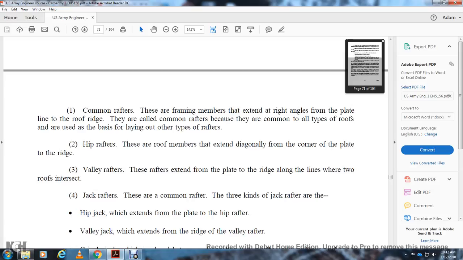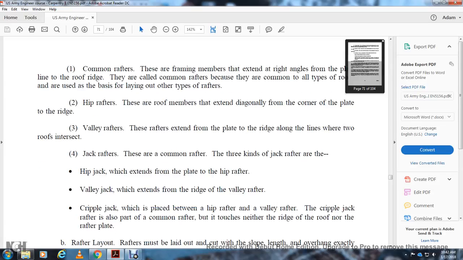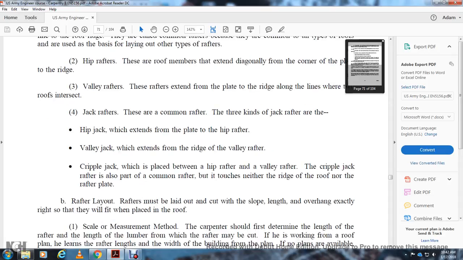Jack rafter. The common rafter. The three kinds of jack rafter are the hip jack, which extends from the plate to the hip rafter, the valley jack, which extends from the ridge to the valley rafter, and the cripple jack, which is placed between the hip rafter and the valley rafter. The cripple jack rafter is also part of the common rafter, but it touches neither the ridge of the roof nor the rafter plate.